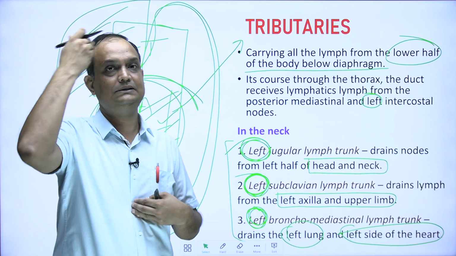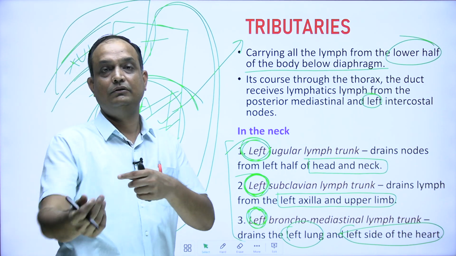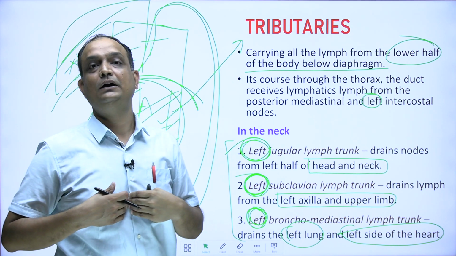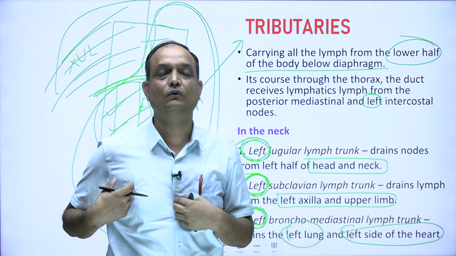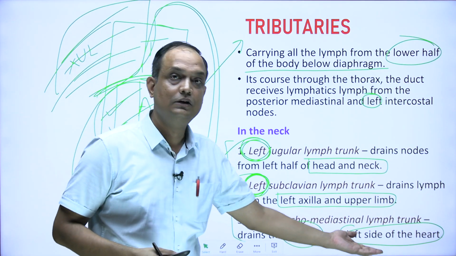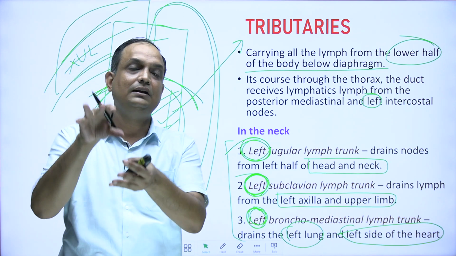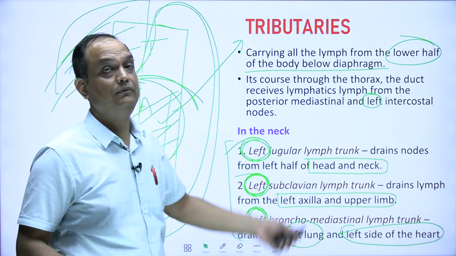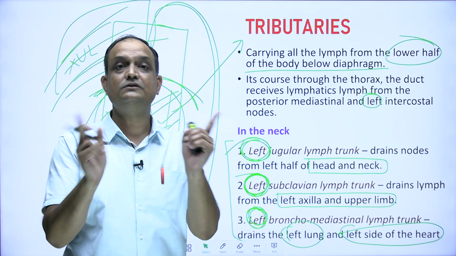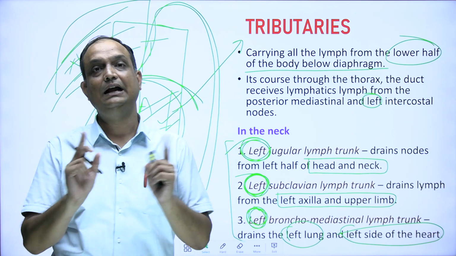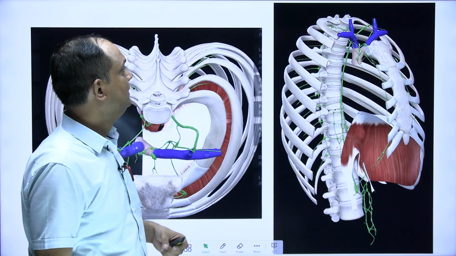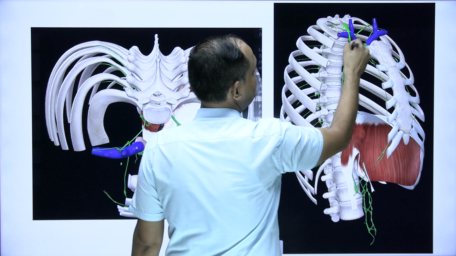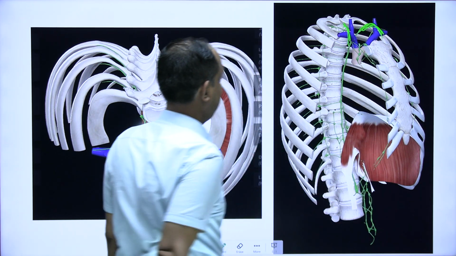So, the right half above the diaphragm, that means your right upper limb, right axilla, right supraclavicular area, right head and neck area, the right part of the thoracic wall and the right surface of the heart, is actually draining into the right lymphatic duct, which will open into the right brachiocephalic vein. So, it becomes very important to understand the difference between the drainage of your thoracic duct and the right lymphatic duct. In these images, you can see that this is your right lymphatic duct and this is your main thoracic duct on the left side.